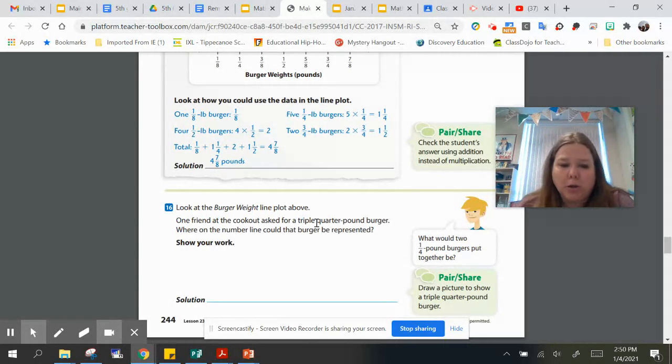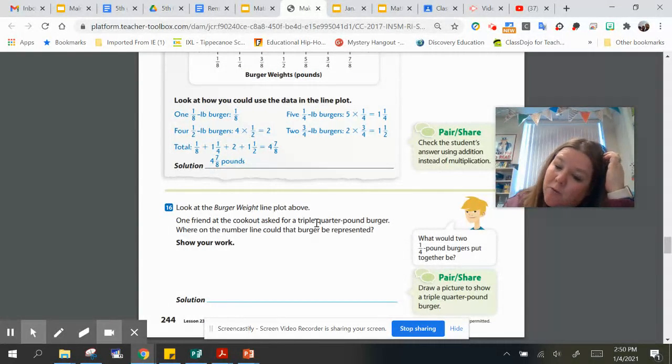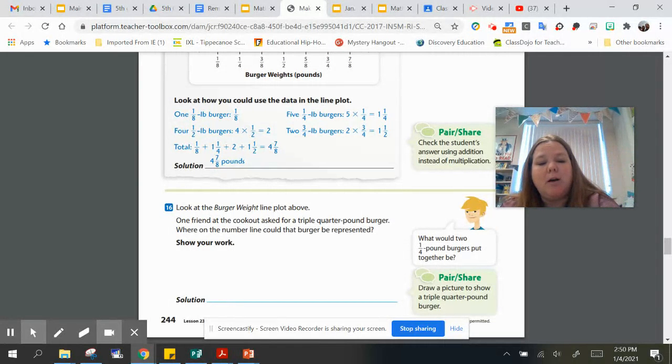They said that one burger weighs 1/8 pound, but 4 half-pound burgers is 4 halves, so a half plus a half plus a half plus a half would be 2 pounds. And there were 5 1/4 burgers, so a fourth, a fourth, a fourth, a fourth would be 1, plus another fourth would be 1 1/4. And 2 3/4 pound burgers: well, 3/4 and 3/4 equals 1.5 pounds. So they said 1/8 plus 1 1/4 plus 2 plus 1.5 equals 4 7/8 pounds. So they did that for us.